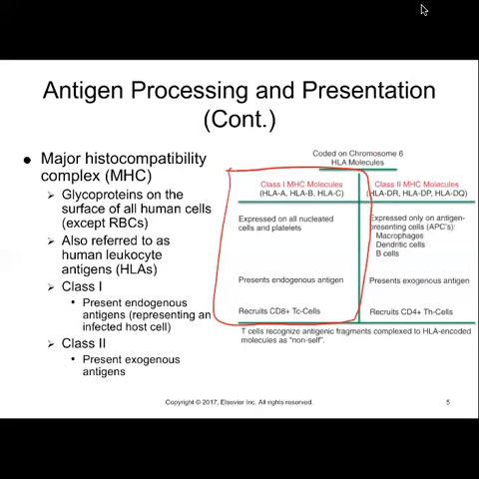Class 2 present exogenous antigens from cells outside the body. These are only expressed on macrophages, dendritic cells, and B cells, and they're recruiting the other kind of T cell. We'll get into that in a minute. But these are important because remember, antigens are what create an immune response. It allows us to recognize what's normal and what's not normal, and allows a response to be generated.